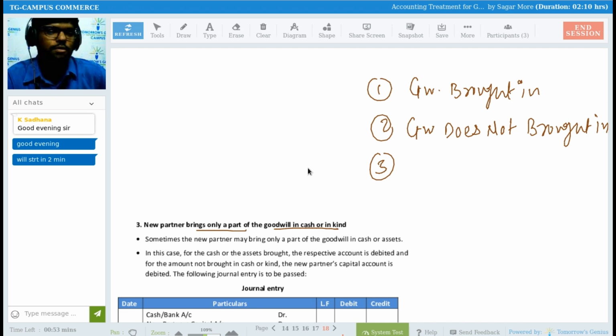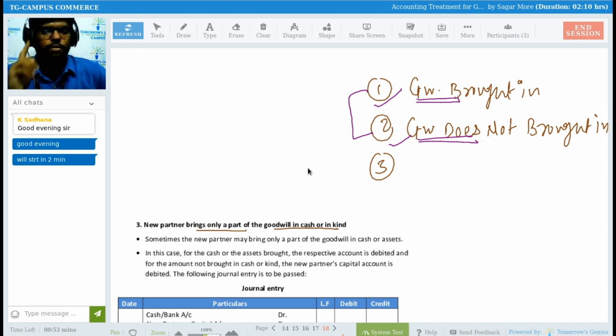Means, for example, he's supposed to bring 50,000 rupees of goodwill into the business, but out of that he is bringing only 25,000 or 30,000, right? And the rest of the amount is not brought in by that new partner into the business, right? So that is nothing but a combination of these two. For the amount brought in by the new partner for goodwill, we are going to pass the journal entry, right? This case will be applicable. And for the rest of the amount, which is not brought in by the partner, we have to apply this one, right? So C is a combination of 1 and 2.